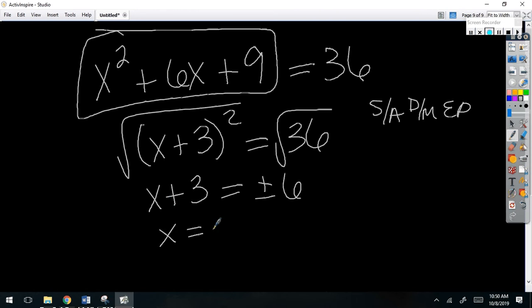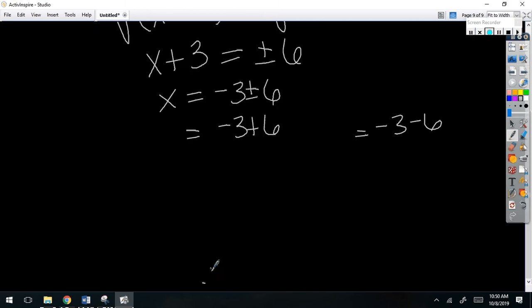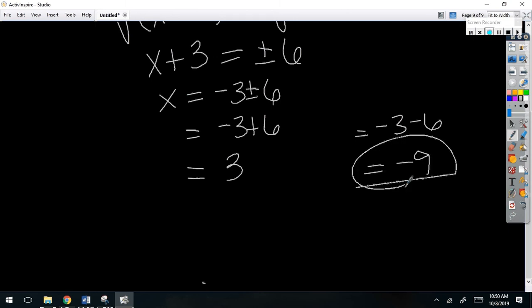And then I move the 3 over. Now be very careful when you move this 3 over, because you need to show that this is the two answers that you have. Okay, so I have negative 3 plus 6 or negative 3 minus 6, right? So why can't you just say x is equal to 3? I am. So 3, these are the two places where it's crossing the x-axis.